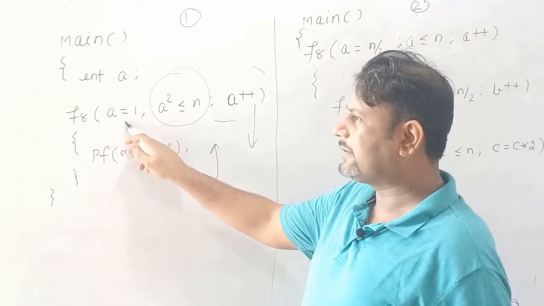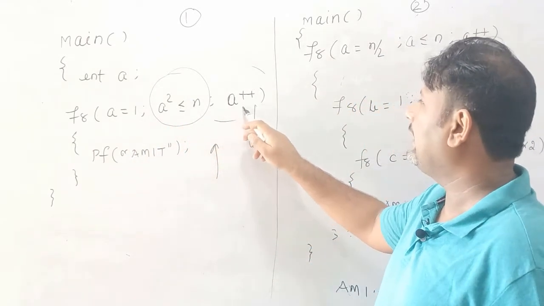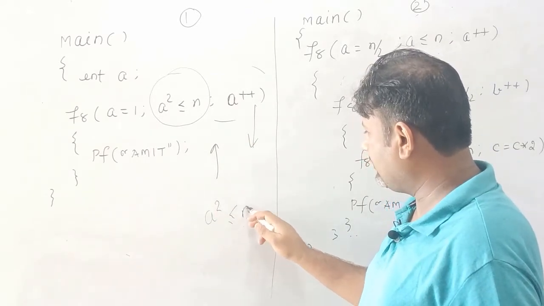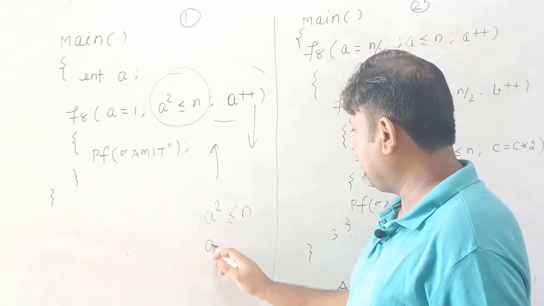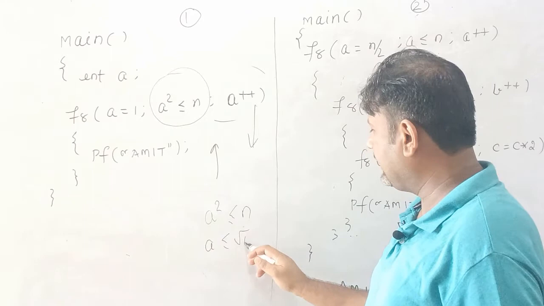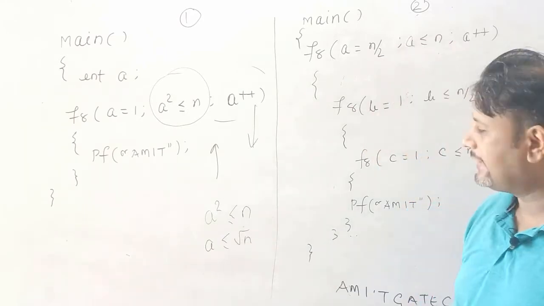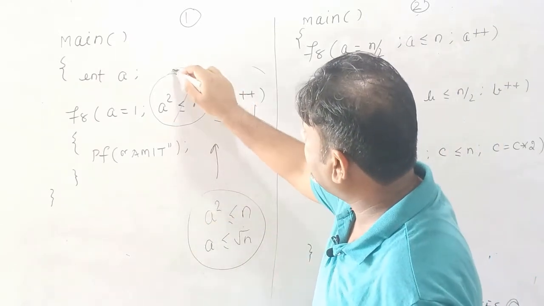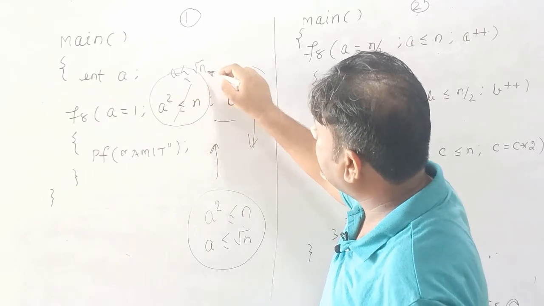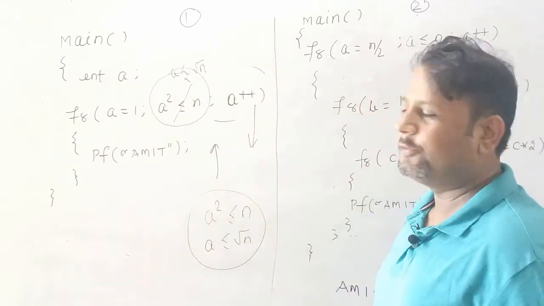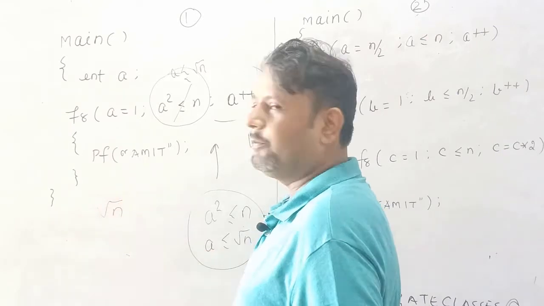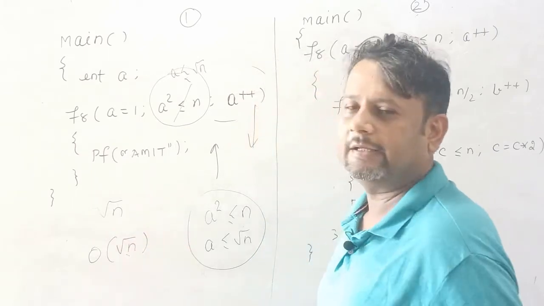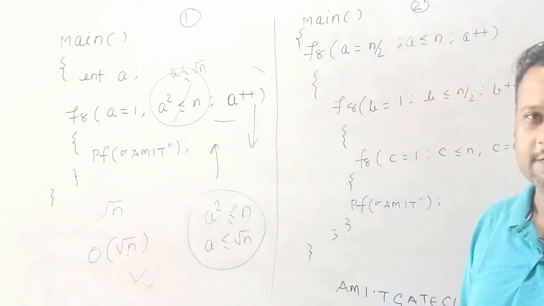Now, most of the people will get confused about how this is going to happen. This is a simple loop: a equals 1, a square less than or equal to n, a plus plus. If something is written in this form, a square must be less than or equal to n, so can I write that a is less than or equal to root n? Is this fine? Yes, we can do this. And the moment you do this, you get to know that this can be written as a less than or equal to root n. Now you can easily tell me how many times this loop is going to run. Root n times. So complexity is going to be order of root n. As simple as that. So this is the complexity of the first program.